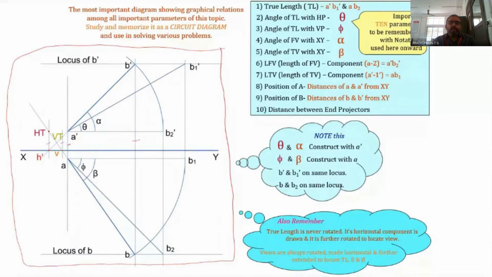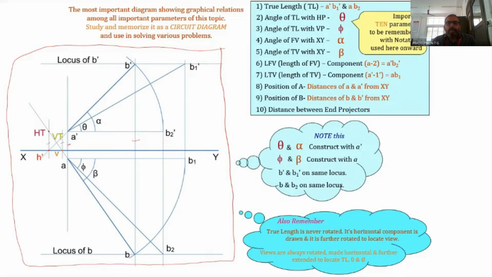So there are a number of parameters, out of which we have classified only 10. One is the true length, then theta, phi, alpha, beta, length of the front view, length of the top view, then position of A, position of B, and distance between projectors. So there are 10 different types of parameters, and out of these, only 5 parameters will be given in your question. Using only those 5 parameters, you have to find out all the other parameters. That is our method.